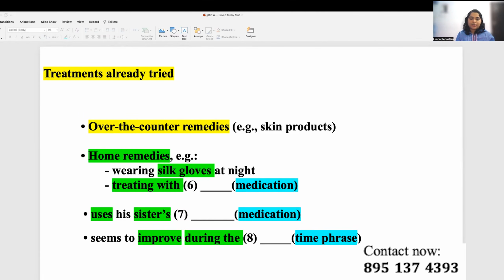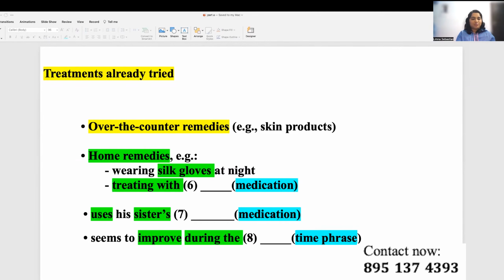Then seems to improve during the dash. So during the, we know it's a time phrase. We can predict a time phrase there. So improve is one important keyword there. During the is a very important keyword because we should listen for when the patient gets improvement, during which period. So we should carefully listen for that in the audio.